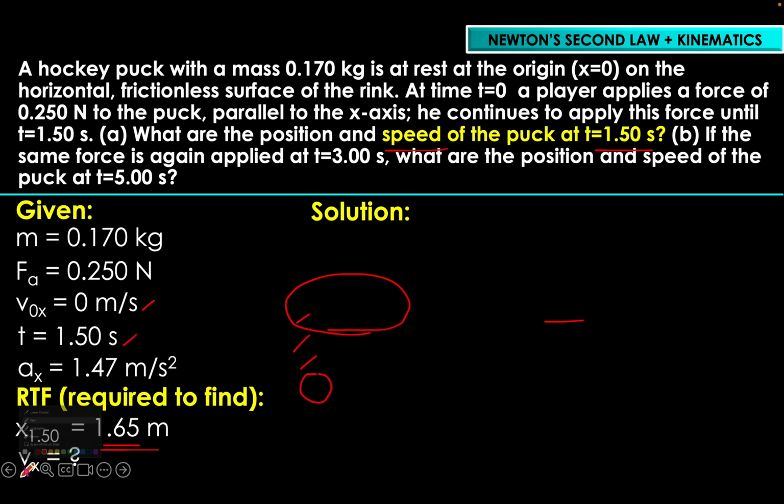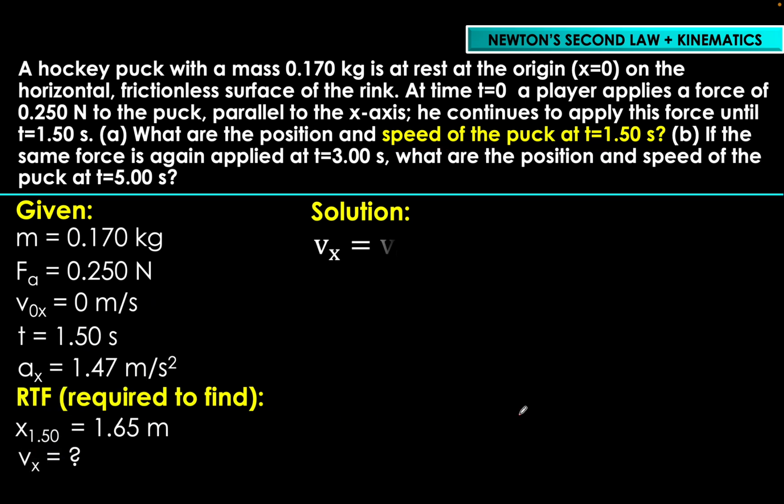Then let's write it down, but let me clean the board first. So this is our equation. v sub x equals v naught x plus a sub x t. Or final velocity equals initial velocity plus acceleration along x times time, okay? And then next, we cancel v naught x because it's actually 0 in the problem. So we can rewrite this equation as v sub x equals a sub x times time.